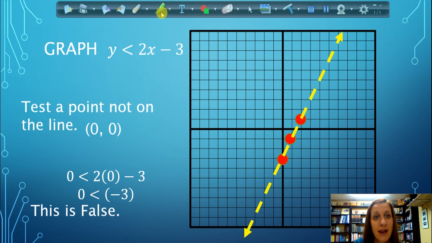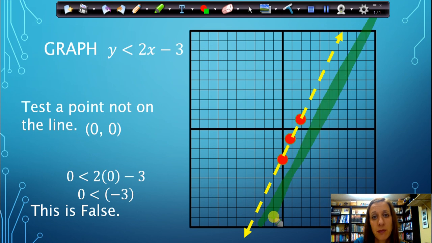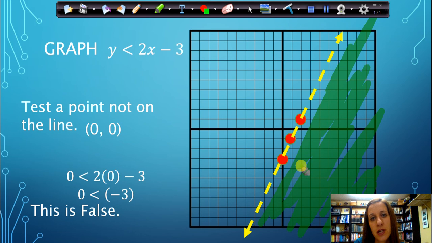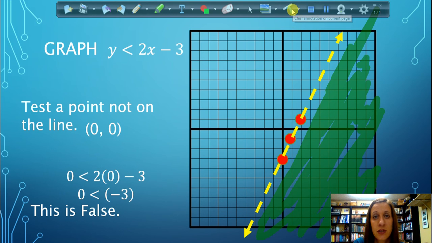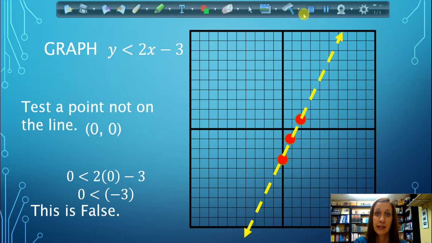So that means we would have to shade the bottom right of our graph. And so all the points on this side of the line would be a solution for our inequality. So that would be your answer when I asked you to graph that. That is what your graph will need to look like. So we'll look at a couple other graphs.